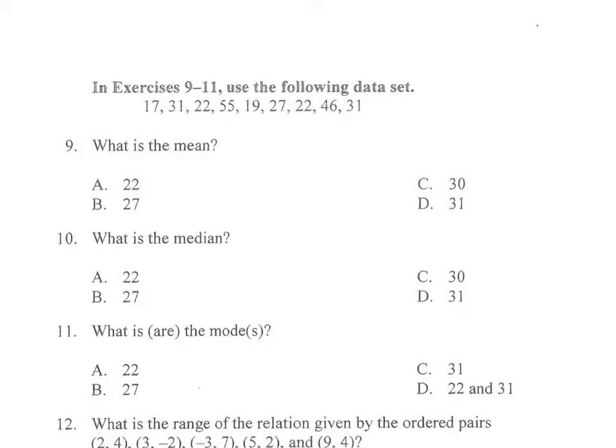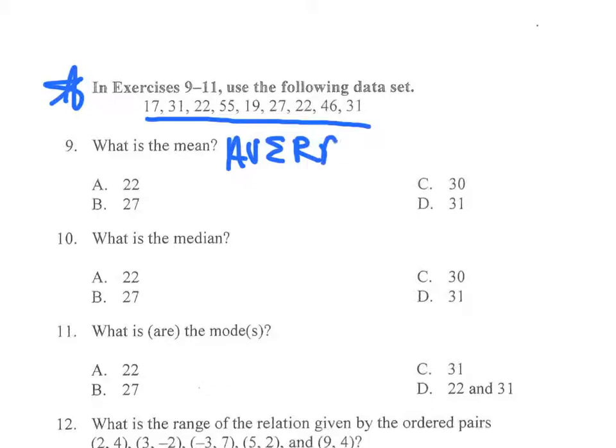Okay, guys, in numbers 9 through 11, pay real close attention to these directions. We're going to use this set of data to answer the questions. So number 9 asks us, what is the mean? Mean, remember, is just another way of talking about average. Okay, how do you find the average? So what's the average? Is it A 22, B 27, C 30, or D 31?